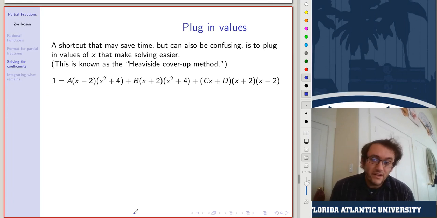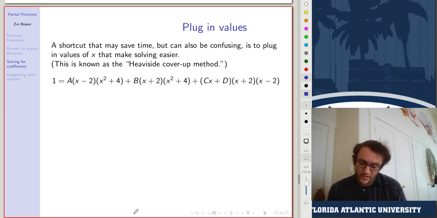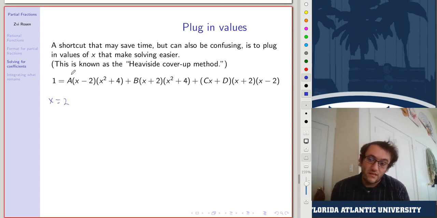Okay, a shortcut that may save time but can also be confusing is to plug in values of x that make solving easier. This is known as the Heaviside cover-up method, and it's on Wikipedia if you want to check it out. I generally don't advise people to do it because it tends to get complicated and can be pretty confusing. Okay, so the first thing I'm going to sub in is x equal to 2, because when I put x equals 2 here, a becomes 0, this term becomes 0, as well as the last term.